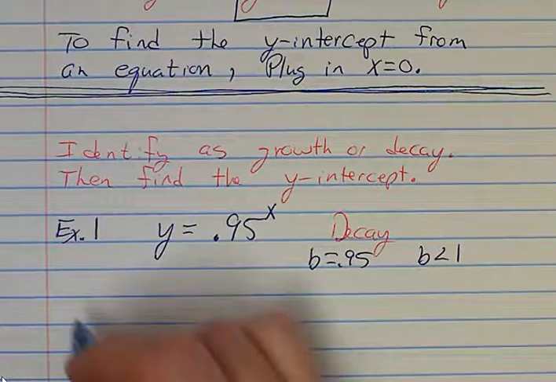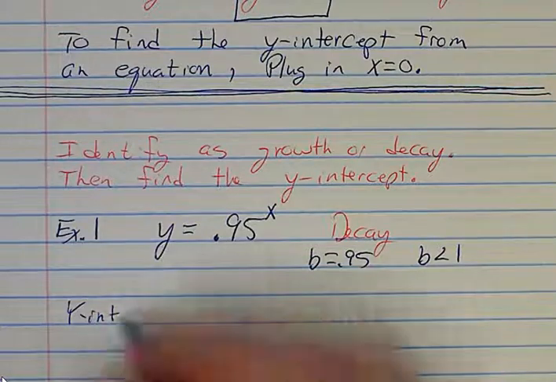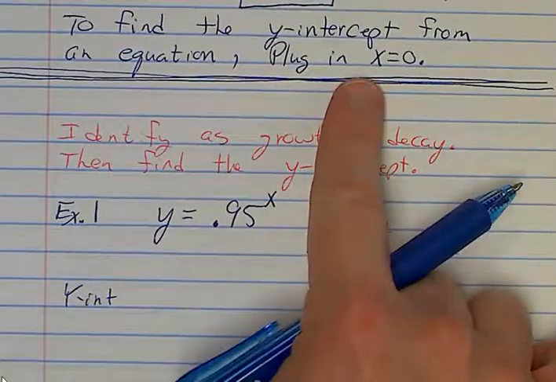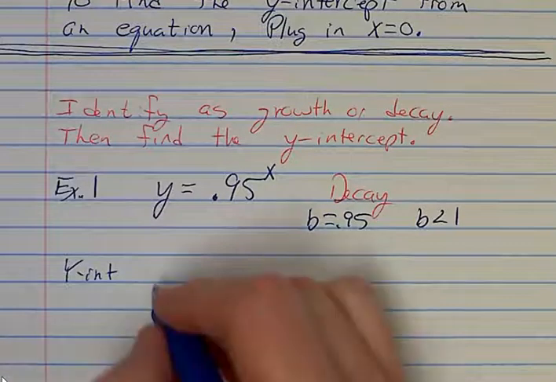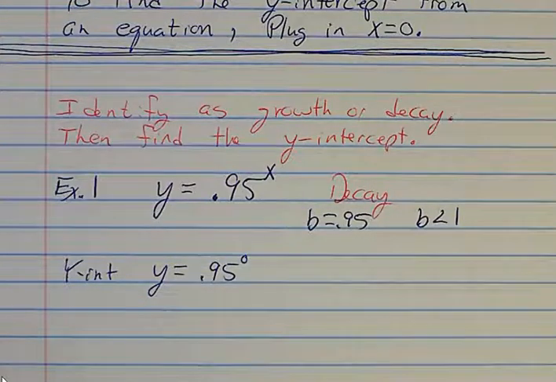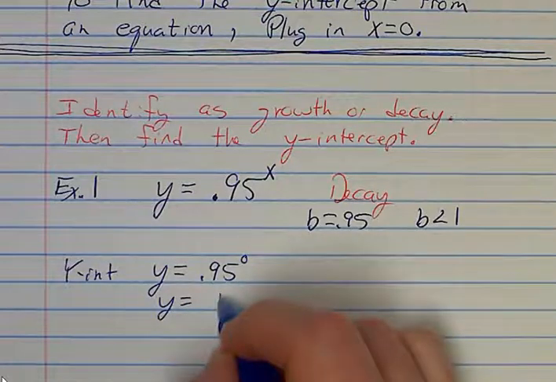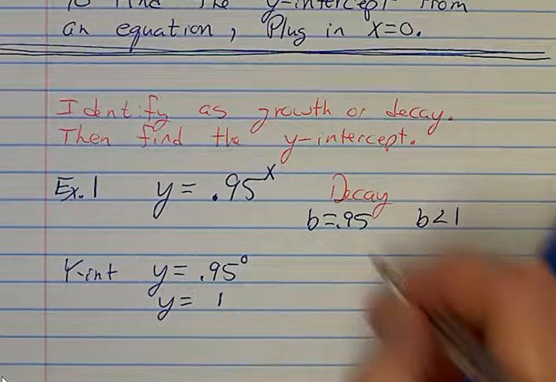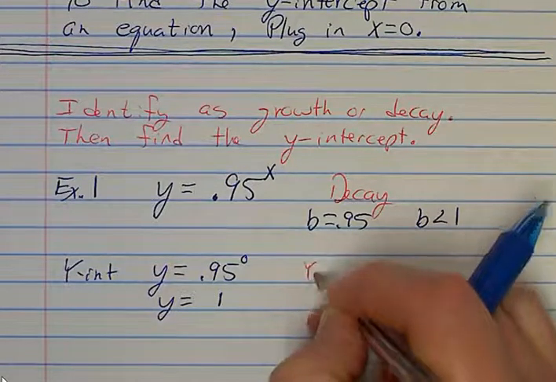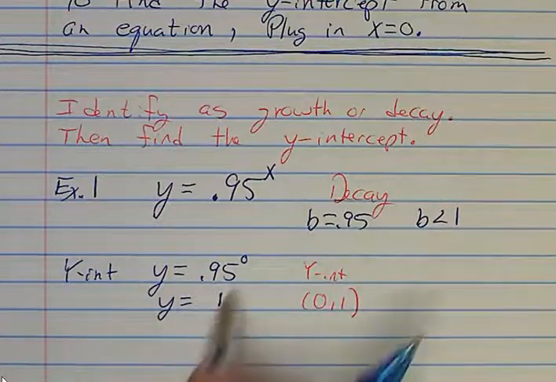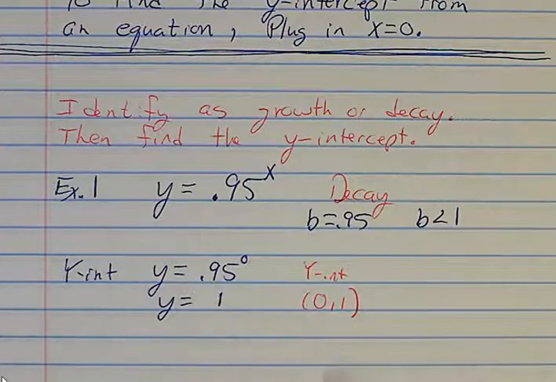Okay, for the y-intercept, again, this is one where they're not going to give you a graph, they just give you the equation. Well, we said to get the y-intercept, you just have to plug in x equals 0. And if you do 0.95 to the 0 power, that's going to give you 1. So your y-intercept would be, they're probably going to make you do this in ordered pair. So if you plug in 0 for x, you get 1 for the answer, so your y-intercept would be at (0, 1).